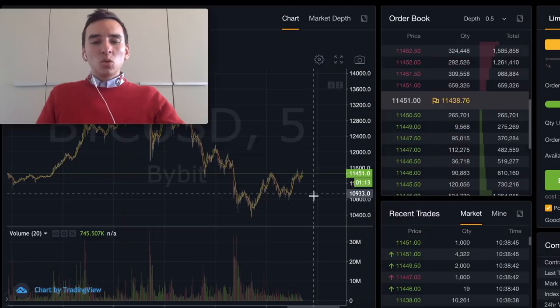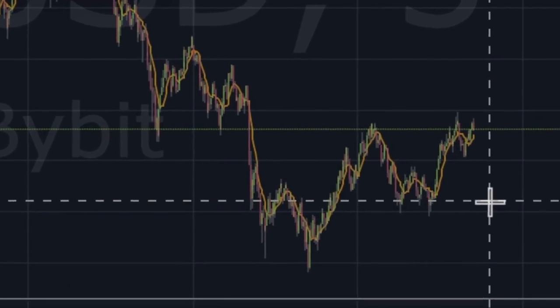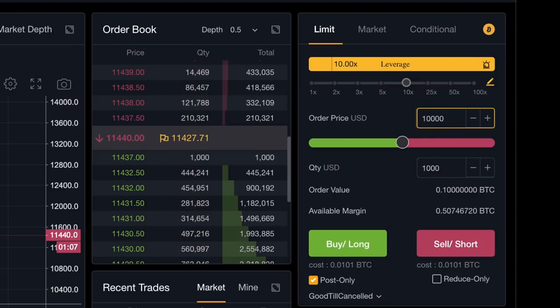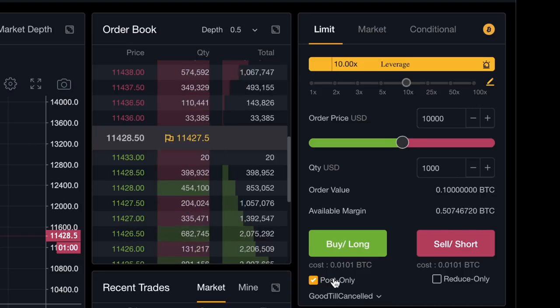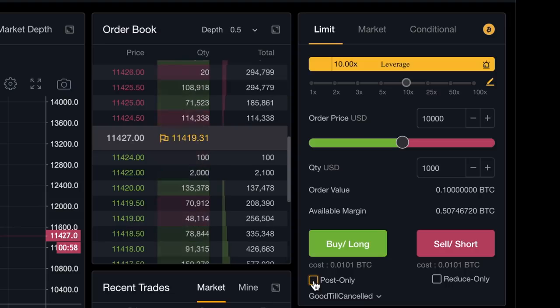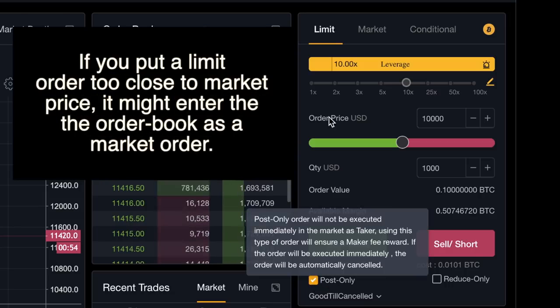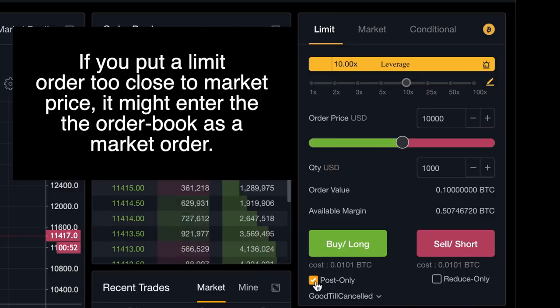Let's say that we want to go long when the Bitcoin price comes down to $10,000, for example. So we enter 10,000 here, that's our entry, and we want to go long, and we want to go on 10x leverage. And so we have the same thing here, and post only here, that's very important. If you click post only, this makes sure that you will actually enter with a limit order, and this way you will not execute this order as a market order.